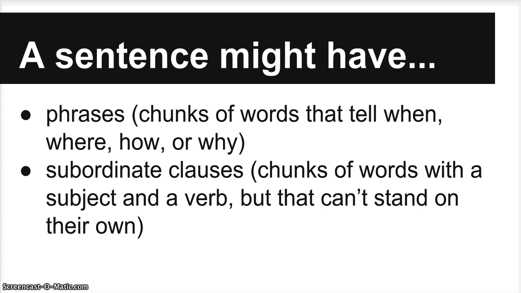Sentences might have phrases, that means chunks of words that tell when, where, how, or why. Or it might have subordinate clauses. Those are chunks of words that have a subject and a verb, but can't stand on their own. This is often where students run into trouble. They write a subordinate clause, something that starts with because or when, but it can't stand on its own, even though the student thinks it might be a sentence.